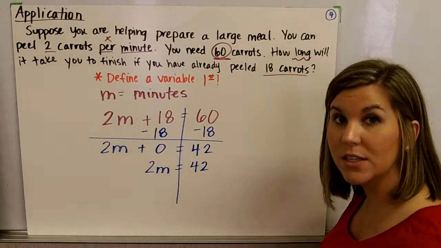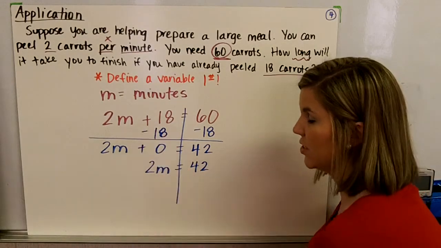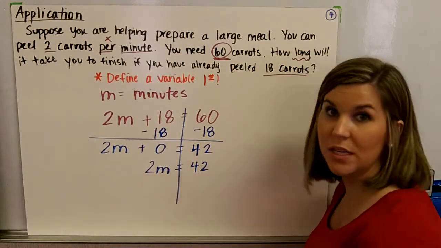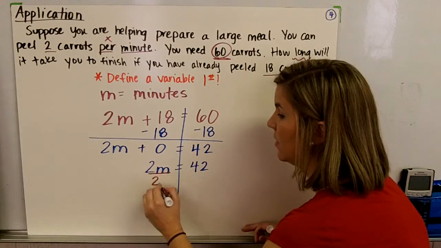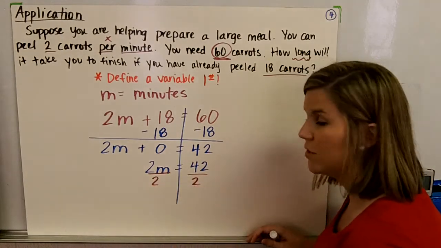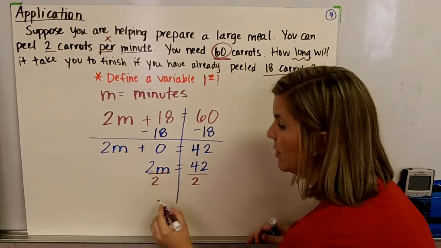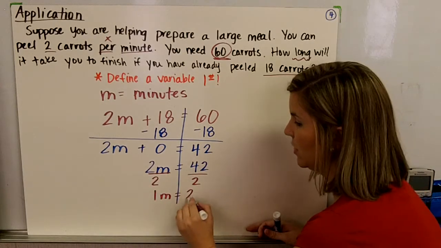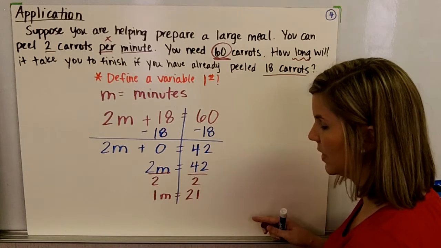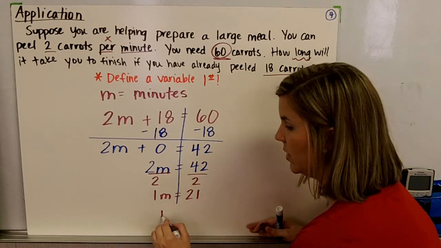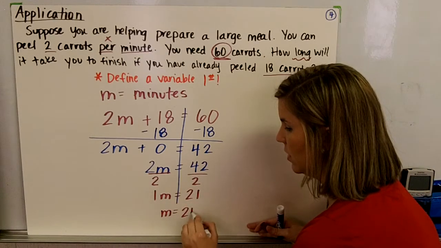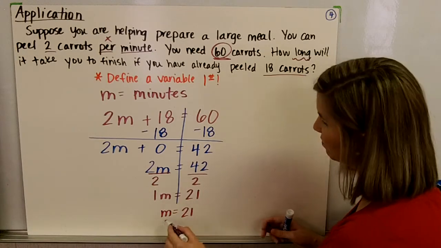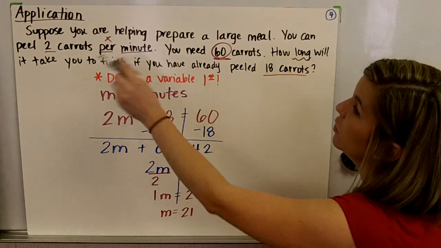So we've done the addition part, taken care of the addition part. Now we have 2 times m, so the opposite would be to divide. Divide both sides by 2. 2 divided by 2 is 1. 42 divided by 2 is 21. 1m equals 21, so let's simplify. M equals 21.